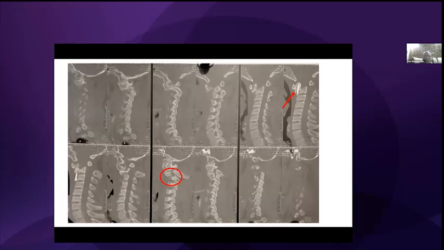Number two, we can pick here that there is rotatory dislocation in C1, C2, and there is a pars fracture as well. So we can say it is not a simple odontoid fracture, it is an odontoid fracture with rotatory subluxation and pars fracture at C2 as well. Next, Mina.